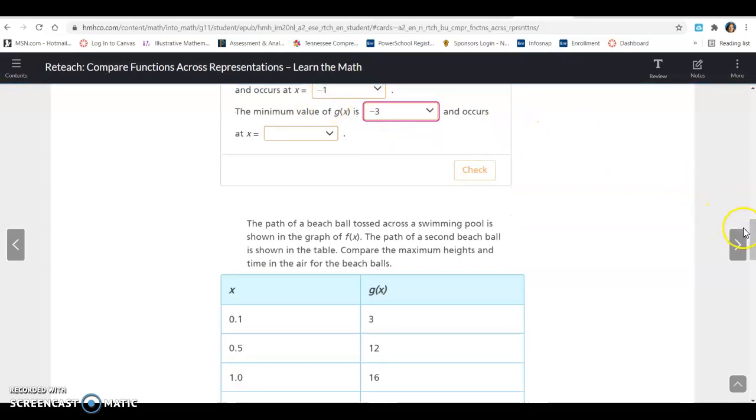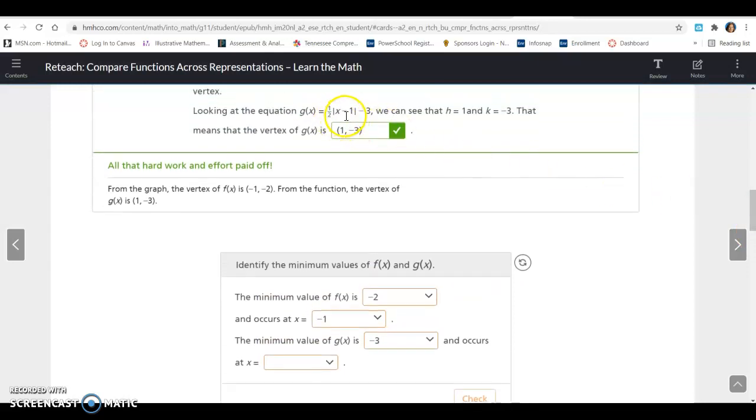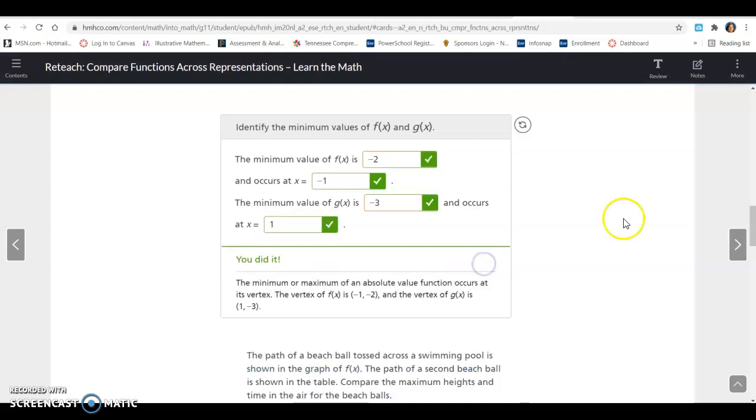And it occurs at what x value? Again, we can just use what we've already found. H and k, remember, is the vertex. That's your lowest point. And x at 1 means you've got a y value at -3. -3 is your lowest point, but it's at 1. So you can see that these are your ordered pairs: (-1, -2) and (1, -3).